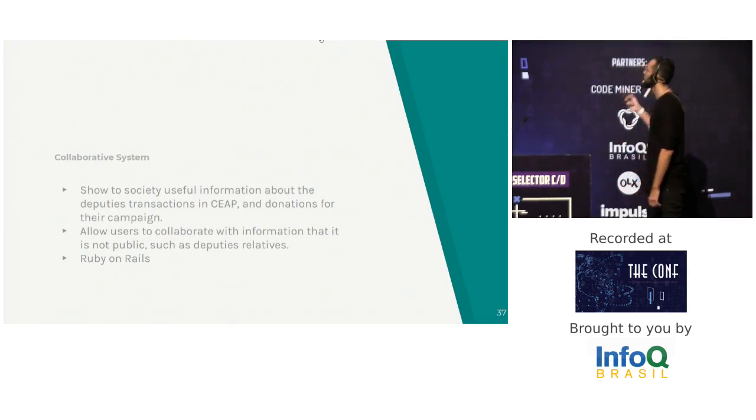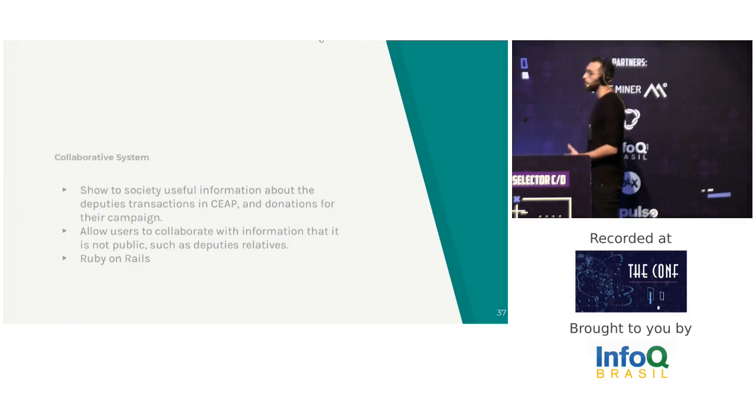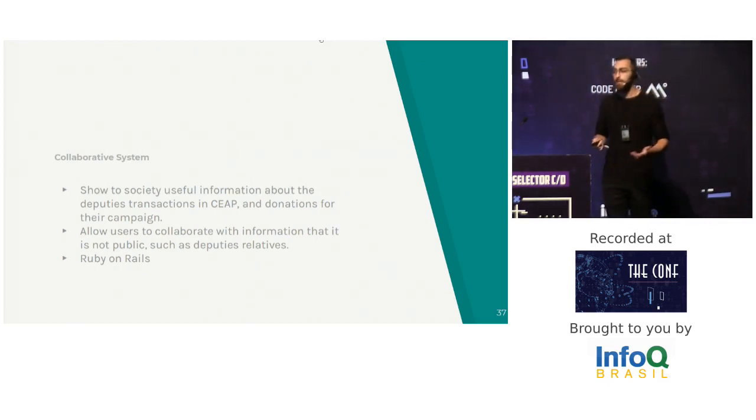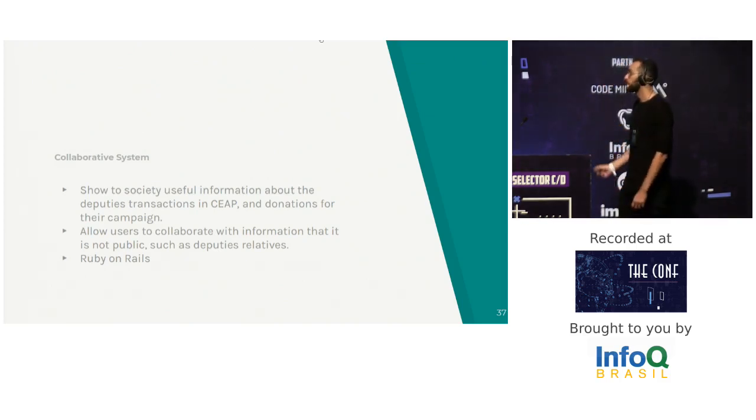and the donations for their campaigns, which was the result that I showed before. But it also allows users to collaborate with information that is not public, such as the deputies' relatives' information. And with that, we can maybe, or maybe not, it depends if the deputy has done something wrong or not, find some frauds in the CEAP data set. The collaborative system was written with Ruby on Rails.